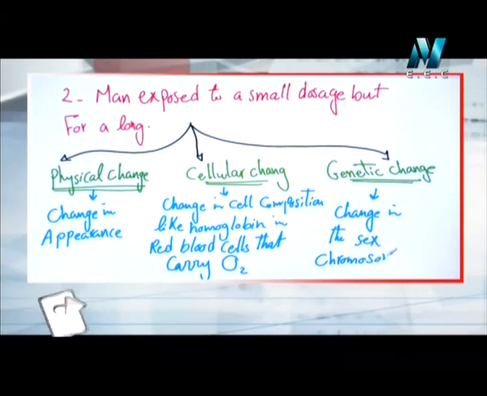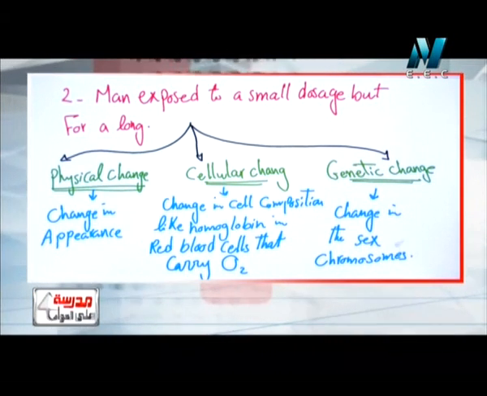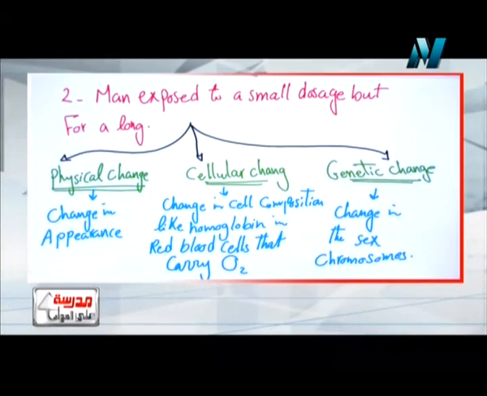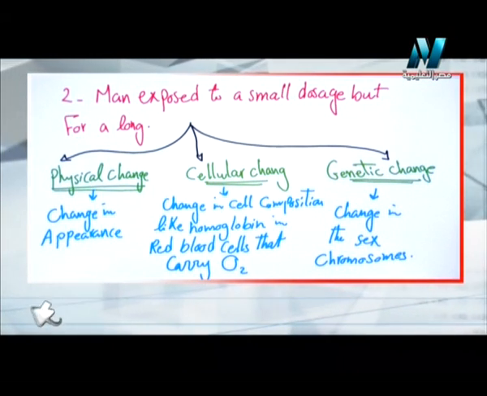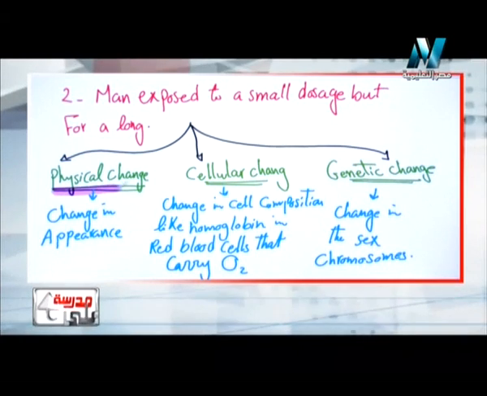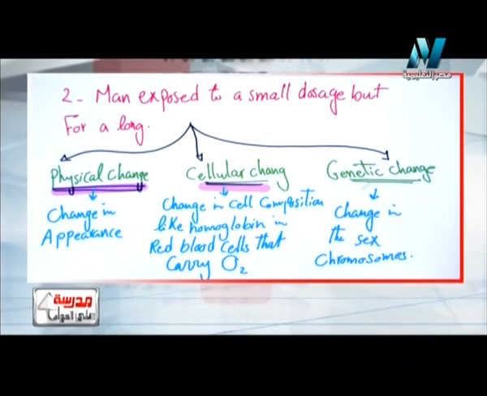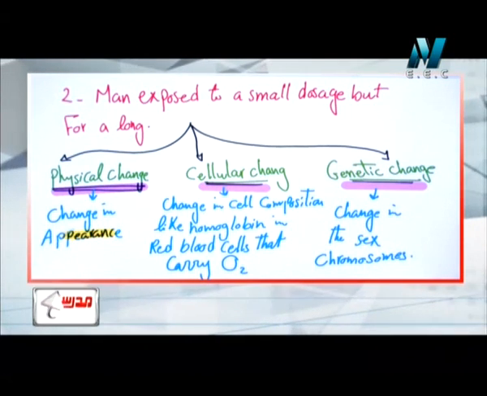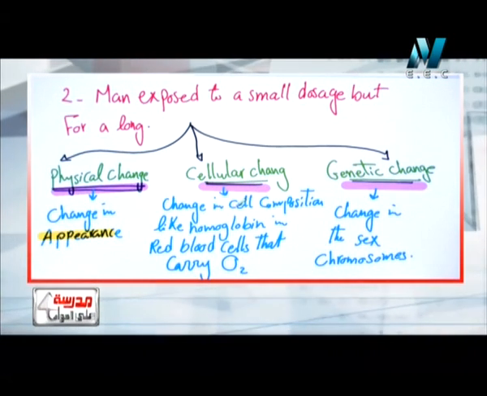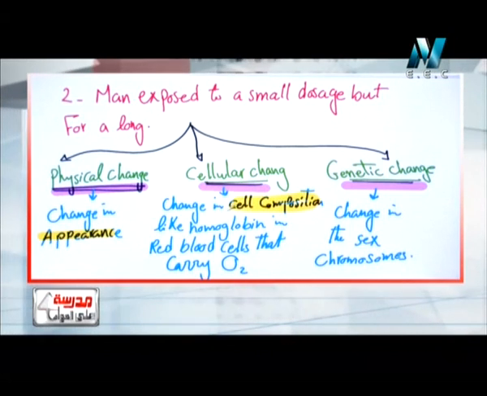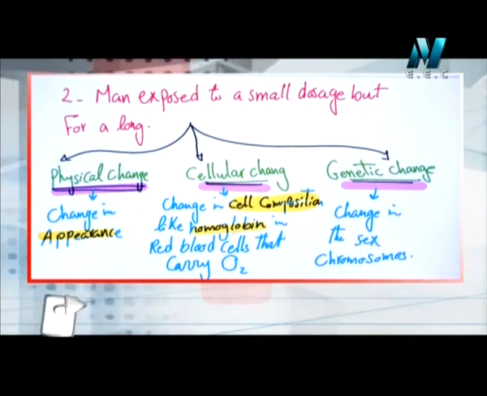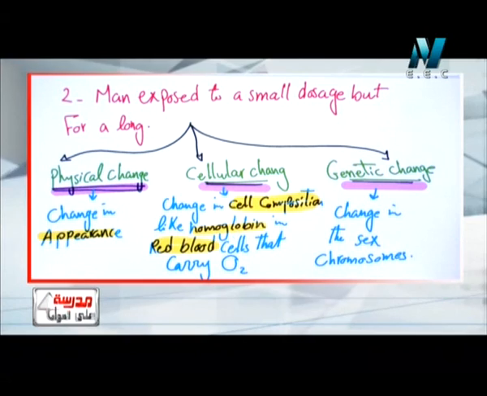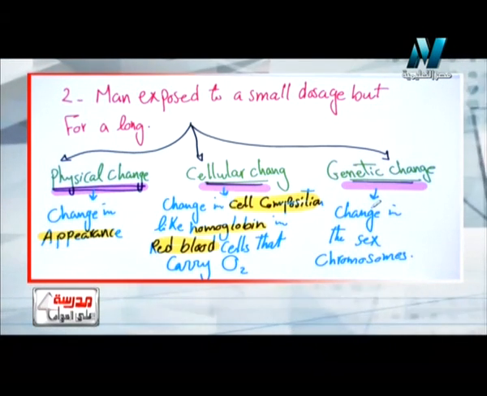Sex chromosomes. Okay, so we have here number one, number two, number three. Number one, physical change. Number two, cellular change. Number three, genetic change. Physical change is a change in the appearance. Cellular change is a change in the cell composition, like hemoglobin in red blood cells, and hemoglobin carries oxygen.